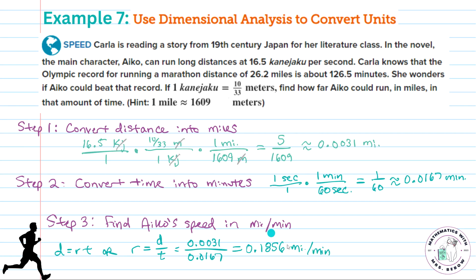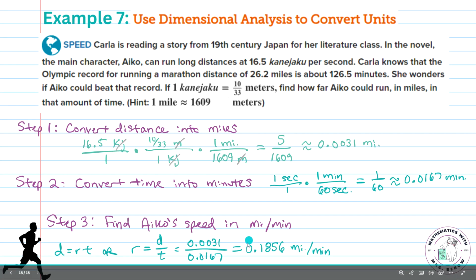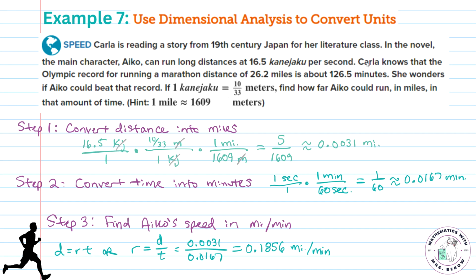So using this rate now, we can figure out how far a.k.a. is running in 126.5 minutes. To figure that out, we're going to take the rate we just calculated and multiply it by 126.5. And we end up with 23.5 miles, which is short of the goal distance of a marathon, right? So this means that a.k.a. is not going to be able to beat that record, because in that time, he's only running 23.5 miles. So we got 23.5 miles, and so my answer would be no, he's not going to beat that record.